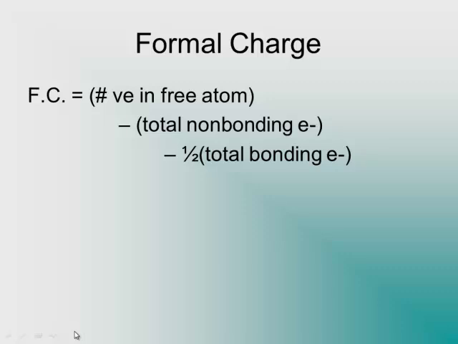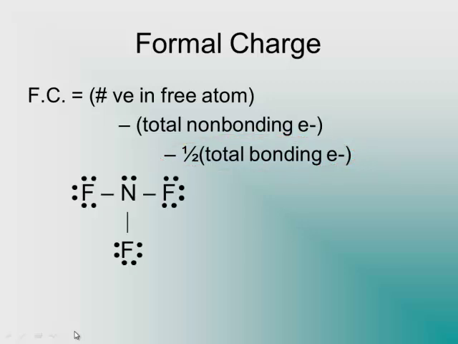In a drawn Lewis structure, you assign a formal charge to each atom in this way. Start with the number of valence electrons in the free atom. Subtract from that the total number of non-bonding electrons on that atom. Then also subtract half the number of bonding electrons on that atom. That last bit is the same as saying subtract 1 per bond on that atom.